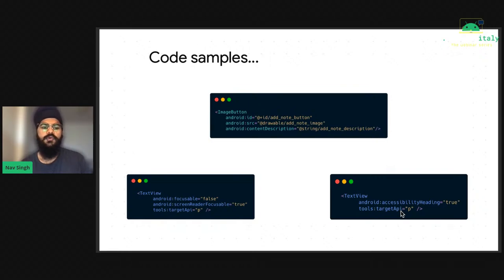So if you want to, you can simply suppress that warning using the tools target API property. And if your app is supporting lower versions of Android, lower than P, then you can set the content description, like the custom one that I showed you earlier, and provide a heading in that method. So when it processes that particular view, it will speak something so the user can understand that this particular field is a heading for some content.